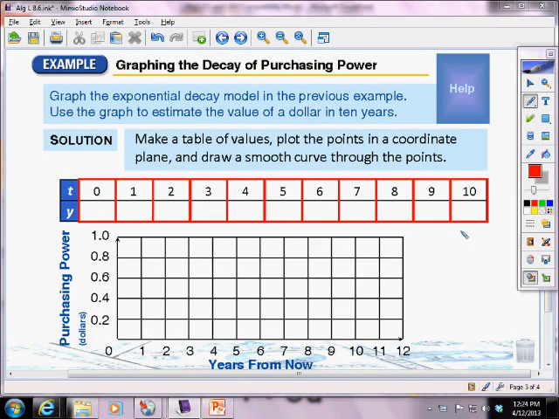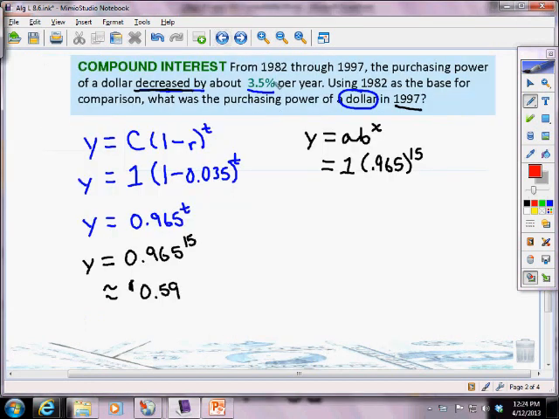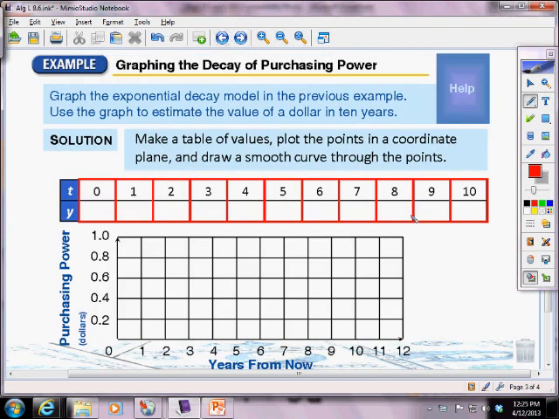When graphing exponential decay, you graph it the same way you graph exponential growth. You make an input-output table. Again, if you look at this example here, we're going to use the same example we did in the previous video about the value of $1, or the purchasing power of $1. So our formula is y equals 0.965 raised to the t.